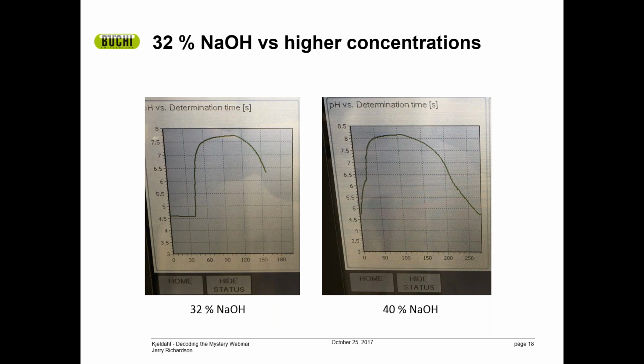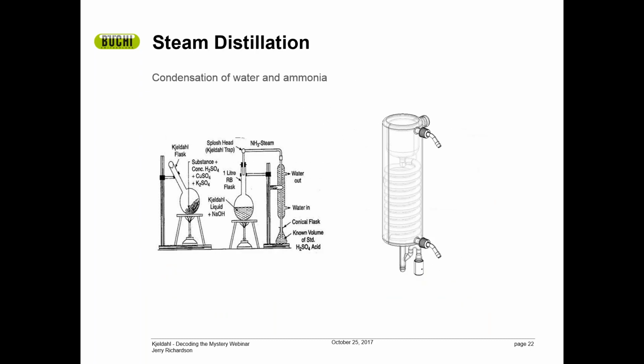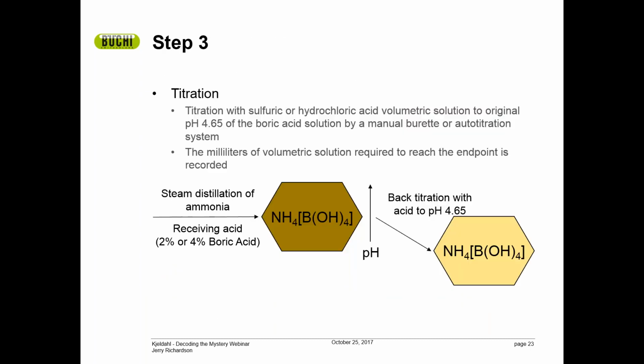On the other hand, an endpoint titration specifically is going to get us directly to an endpoint based on the pH of 4.65 or whatever number that you determine. But most commonly the endpoint is going to be 4.65.